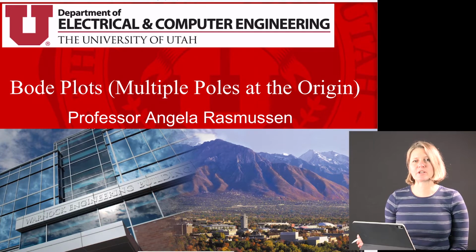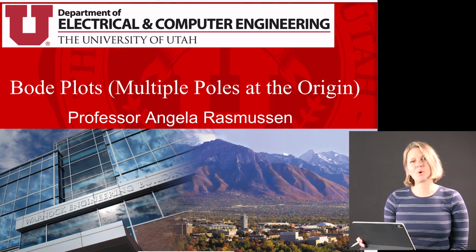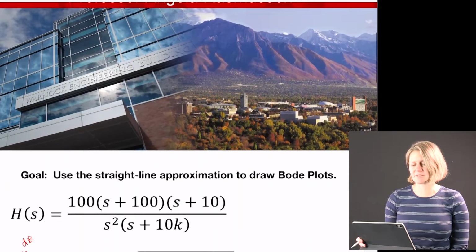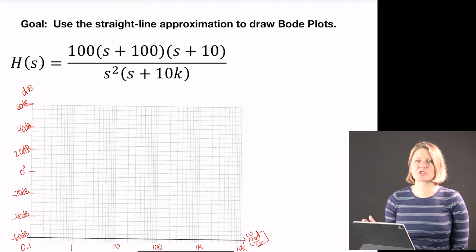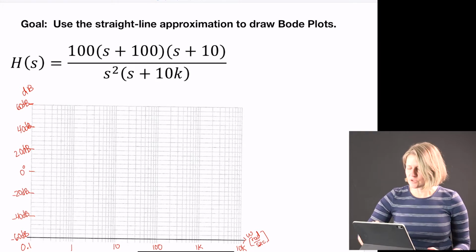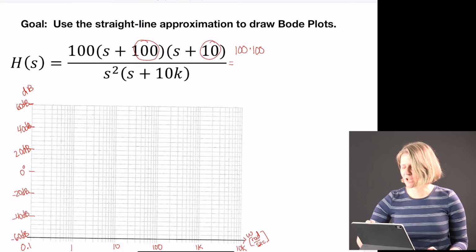Today I wanted to go over another example of Bode plots using the approximation technique that we went over when we have multiple poles at the origin. So this was one of those other cases. Here we have the transfer function in terms of S, and we need to first get it into standard form. When we change it into standard form, we're going to take out this 100 and multiply it by the 100 that's already out there. We're also going to take out this 10, so I'm going to multiply that out in front. And now each of these quantities will look like this.